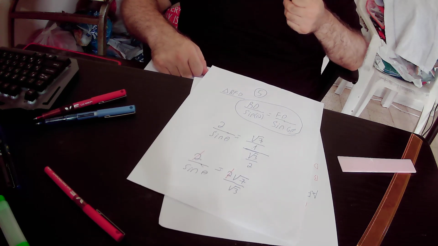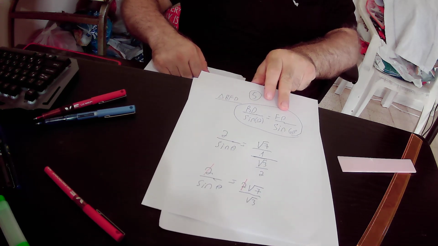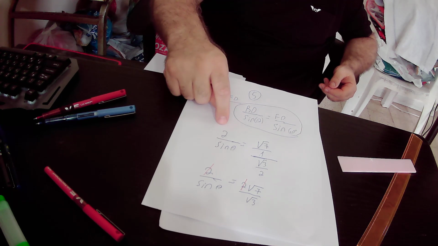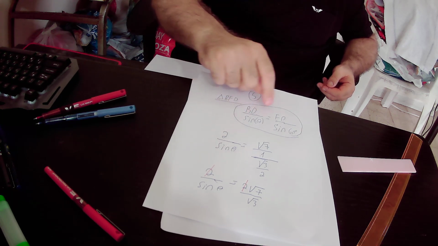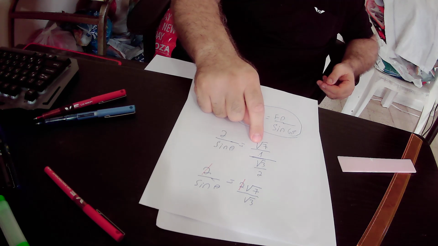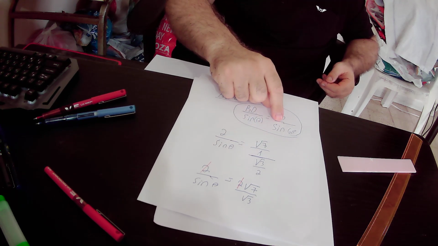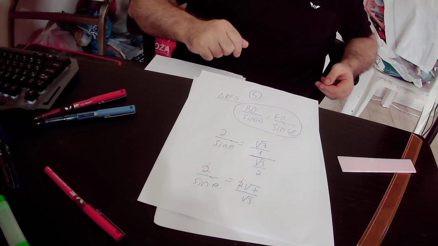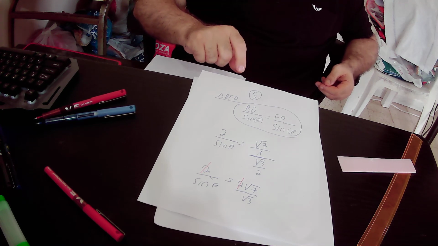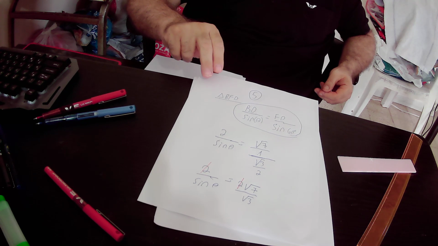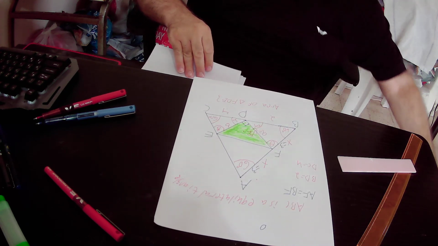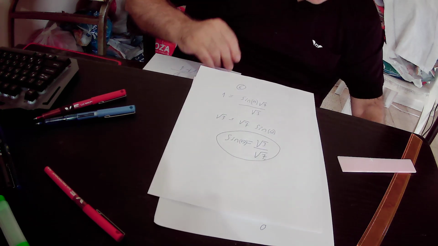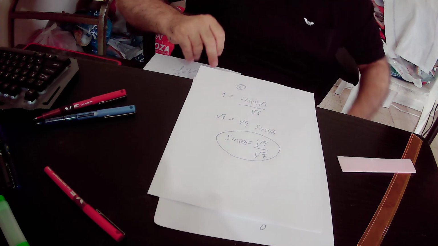BD over sine theta equals FD over sine 60 degrees. We know that BD equals 2, FD equals root 7 units, and sine 60 degrees equals root 3 over 2. So we put the data inside this equality, and we found that sine theta equals root 3 over root 7.